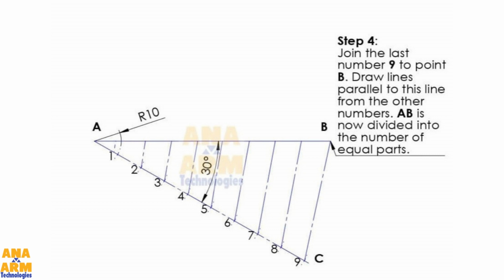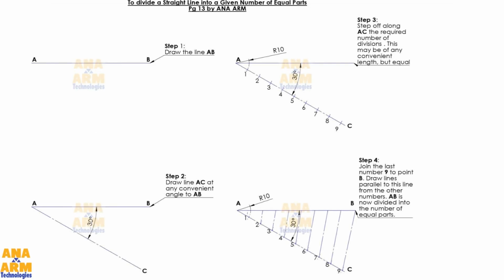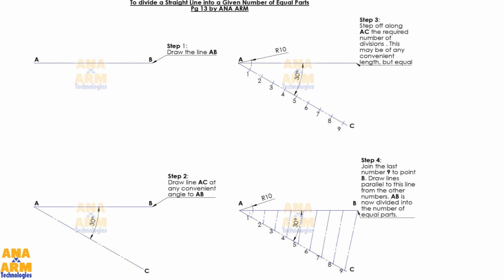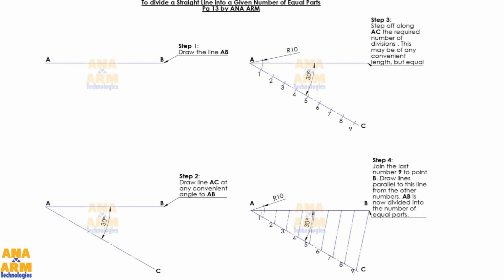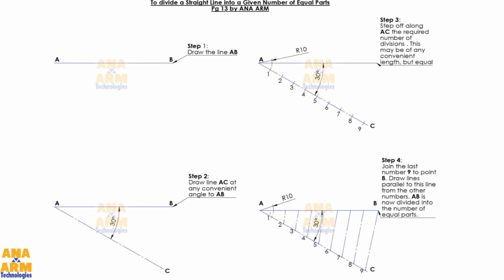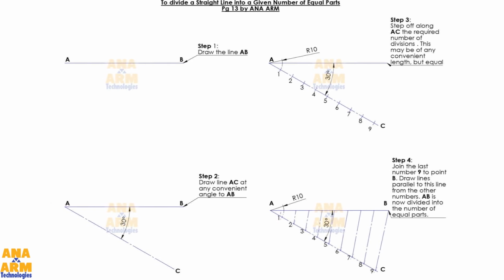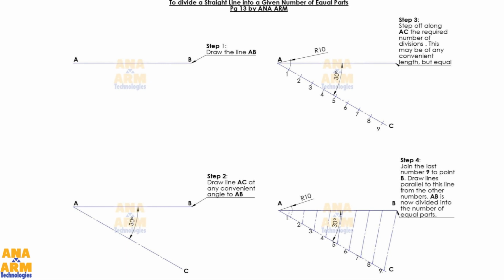To draw parallel lines to line B9, use a set square in conjunction with a ruler. On completing the steps just explained, you would have divided the line into a given number of equal parts.